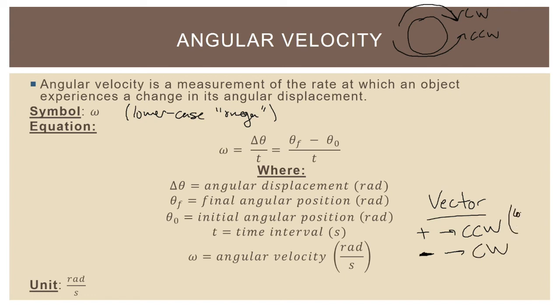And if it has a negative angular velocity, it's because its angular displacement is clockwise. And I'll write in here counterclockwise and clockwise. Take a second to pause this video here and write that down. And when you hit play, take a look at a problem.